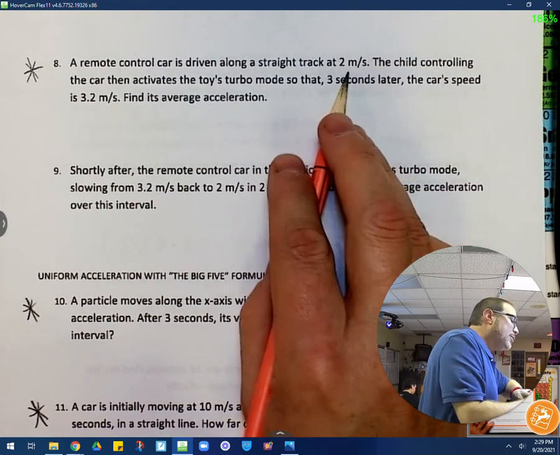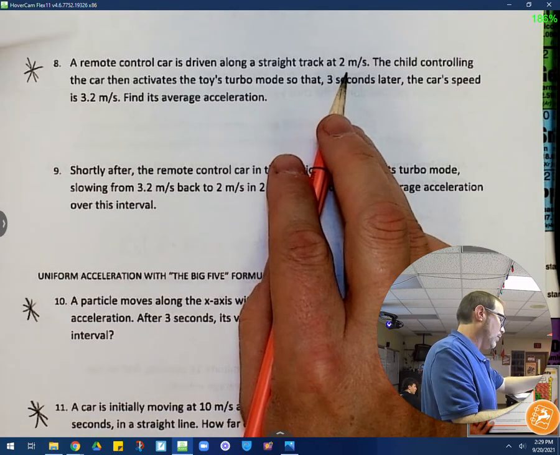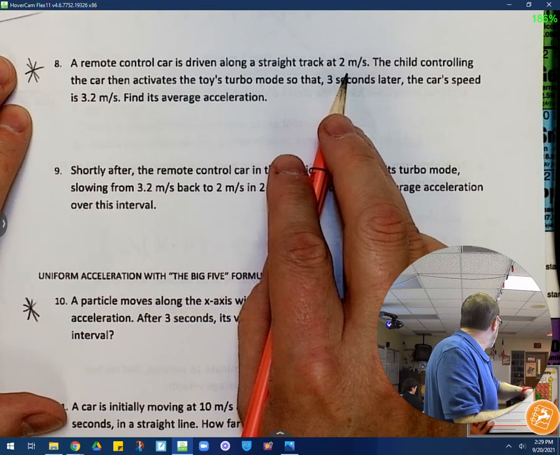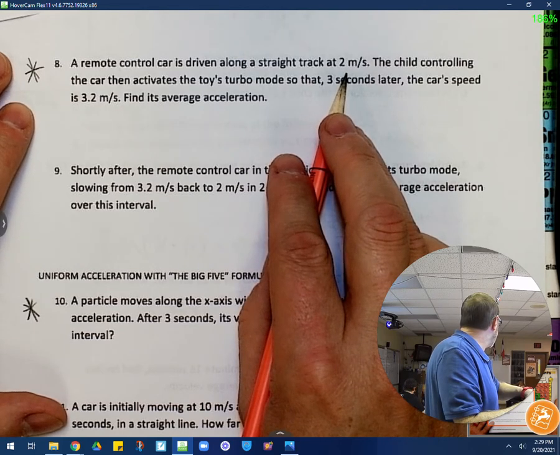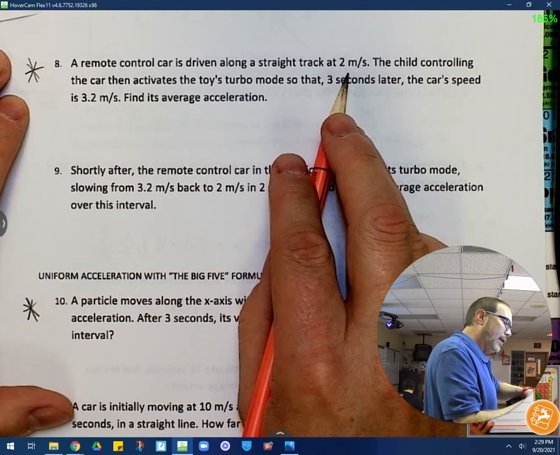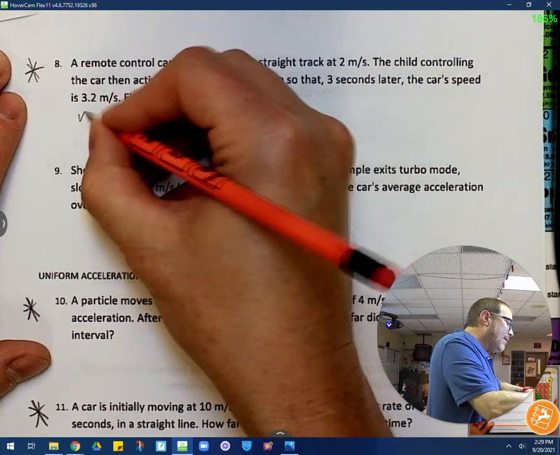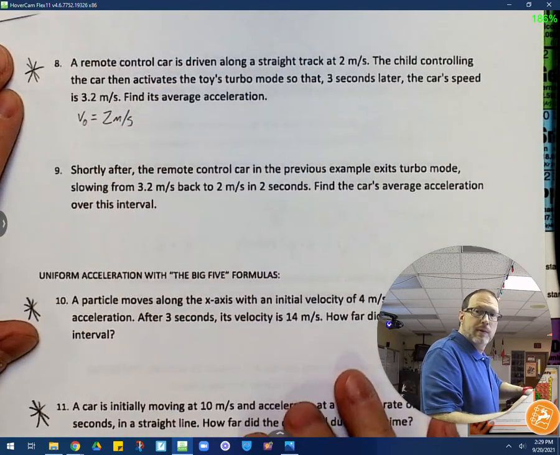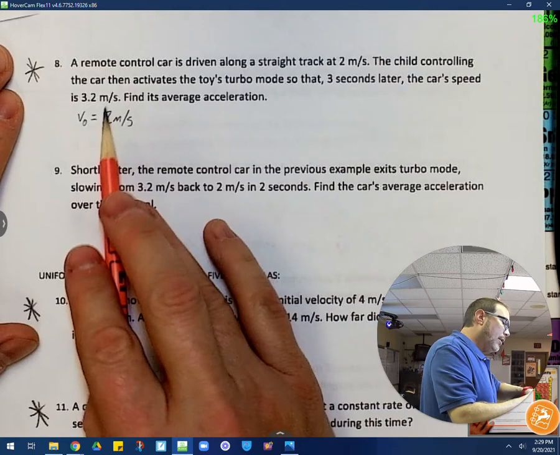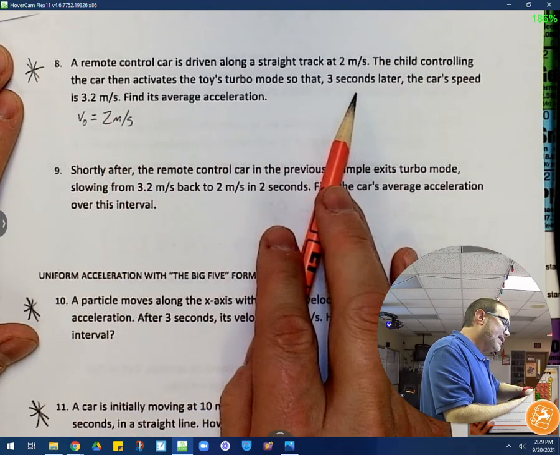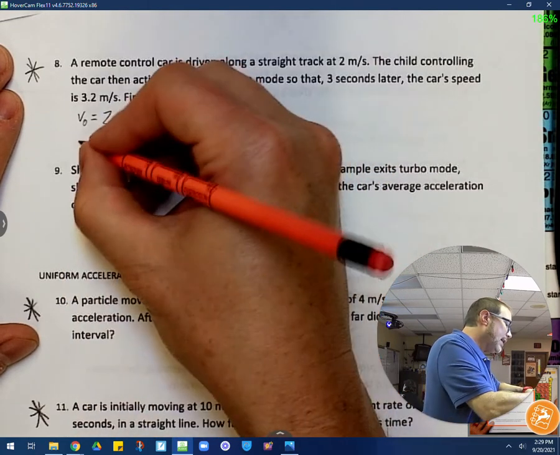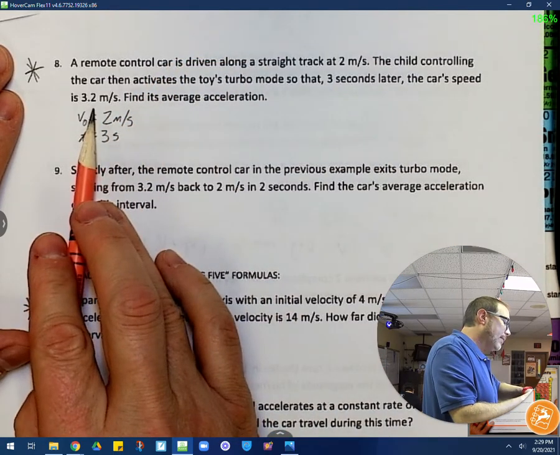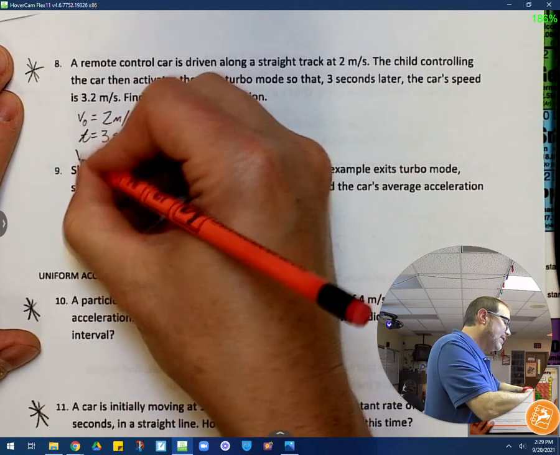So what would 2 meters per second be? It's going to be a velocity, right? But is it going to be average velocity, starting velocity, or final velocity? Starting. So I can say that my v sub o is 2 meters per second. Car speed after 3, what is 3 seconds going to be? Okay, so t is going to equal 3 seconds. And what is 3.2 meters per second? That's final velocity, so v sub f.